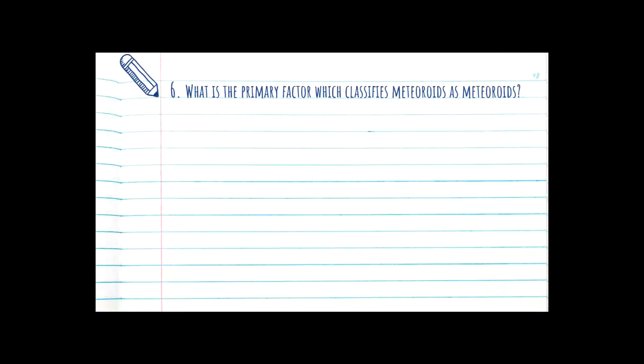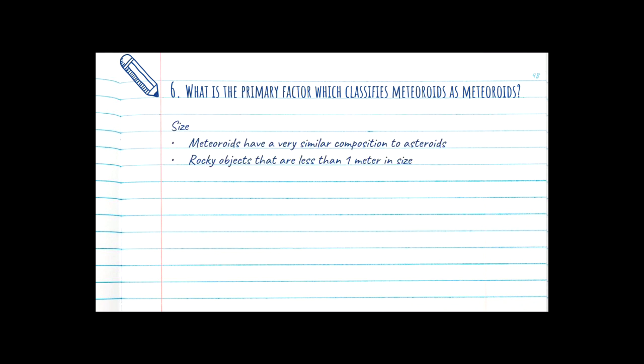What is the primary factor which classifies meteoroids as a meteoroid? So here, what makes a meteoroid rather than an asteroid? Because the composition is so similar, what makes it a meteoroid rather than an asteroid? And that has to do with the size, right? So if it's less than 1 meter in size, it's going to be considered a meteoroid. If it is larger than that, it's going to be an asteroid.